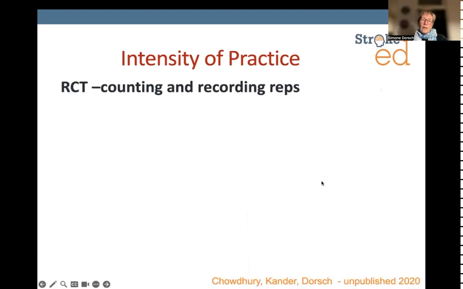Now, this is a randomized clinical trial that has not been published, but it was done by some honours students and myself in 2020. It will hopefully get published one day. Actually, if I got around to submitting it, that would no doubt be helpful. But what we did in this clinical trial, which was done with stroke survivors, we went into a very large private neurological practice in Sydney, and in that neuro practice, counting and recording repetitions of practice is not usual practice.